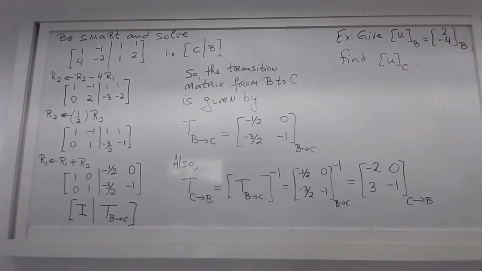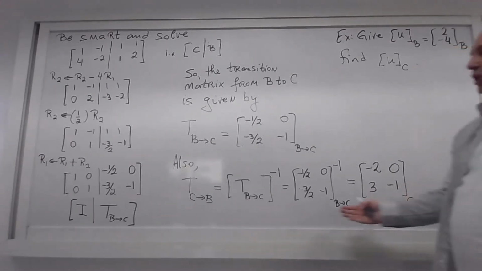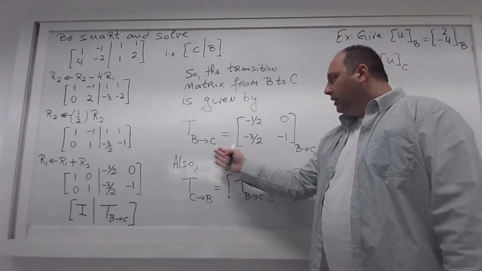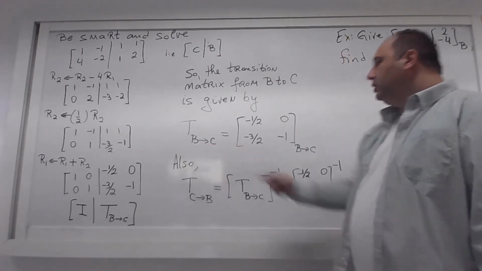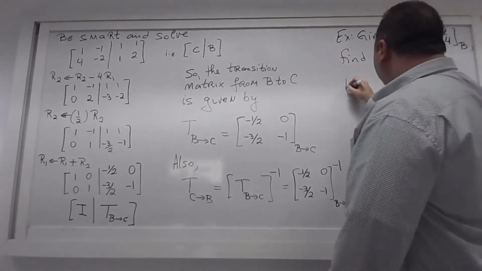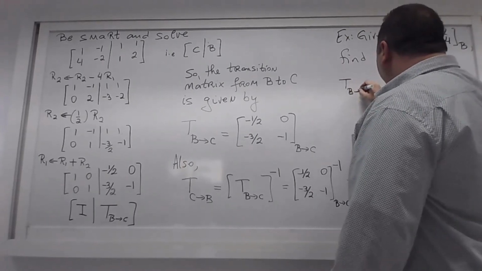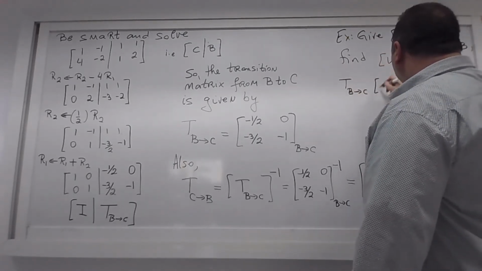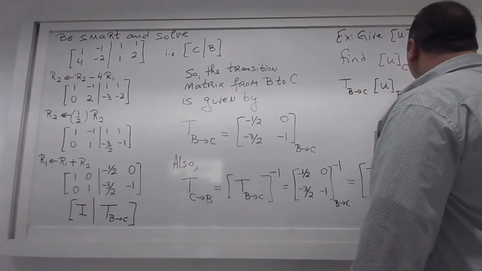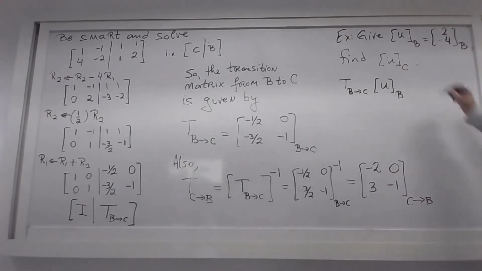So that's not complicated. I have coordinates in basis B, and I need to find coordinates in basis C. For that, I'm going to use the transition matrix that brings people from B to C. So all I need to do is do the product: transition matrix from B to C times the coordinates of the vector in basis B. And I will get, as a result, the coordinates of the vector in basis C.